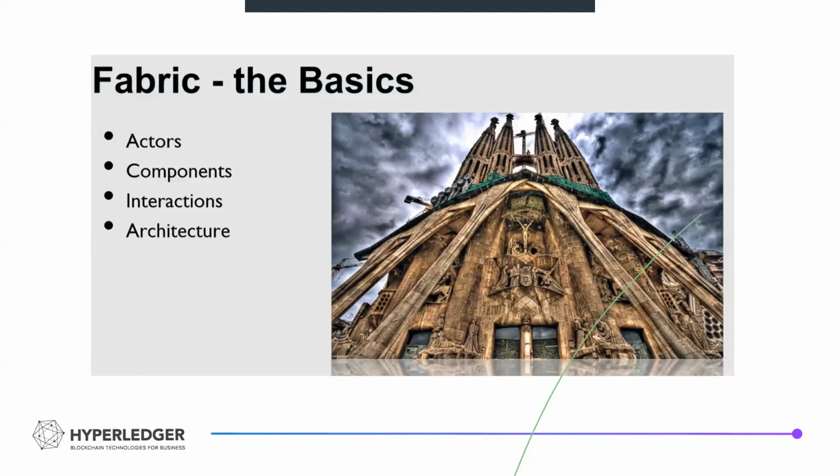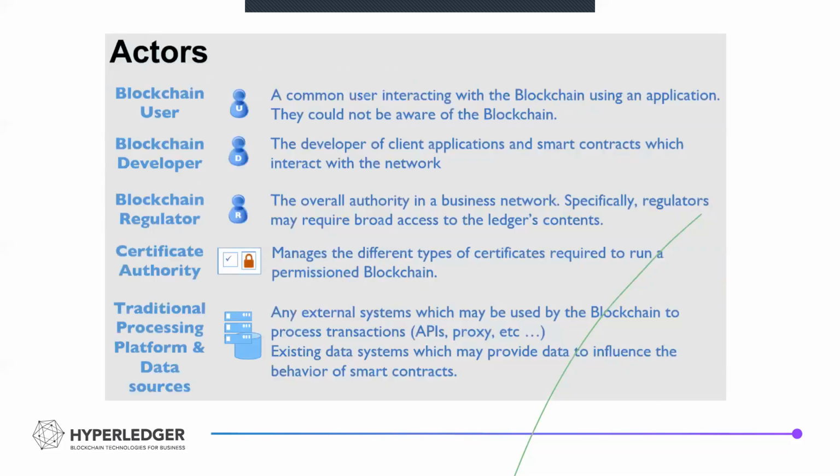Now we'll talk about the actors, components, interaction, and architecture. Coming to the blockchain part, the actors could be a blockchain user, blockchain developers, or a blockchain regulator, meaning a certificate authority, and different data sources, like an API, a third-party existing data system, or IoT devices that are transferring their data over the blockchain.